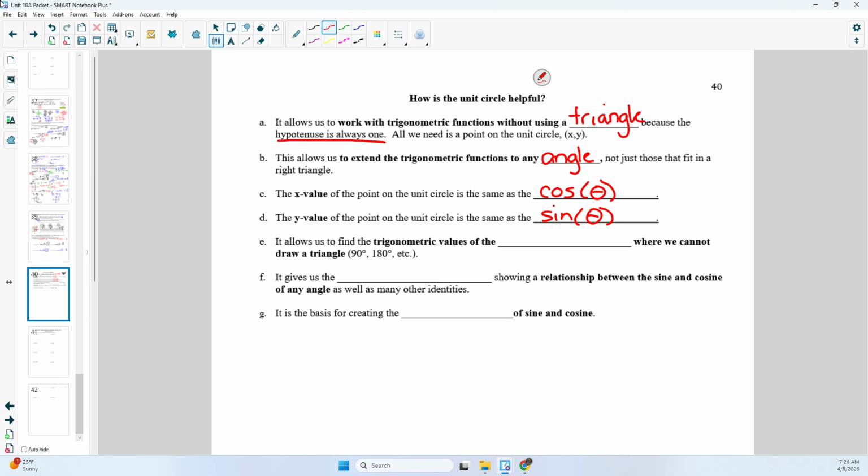It also allows us to find the trigonometric values of the quadrantal angles, which we kind of talked about in the first part, where we can't even draw a triangle.